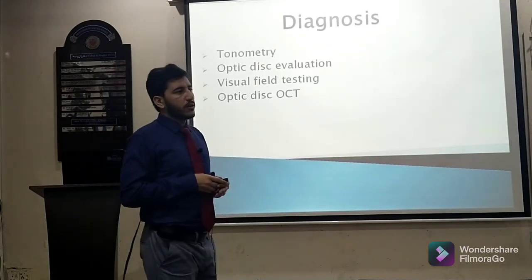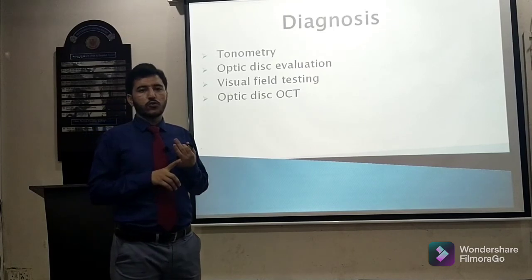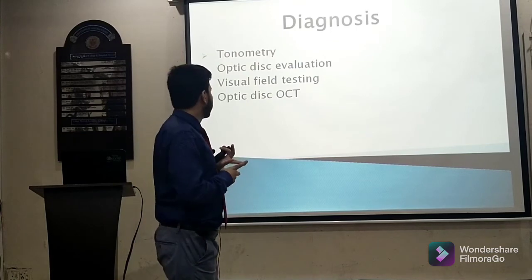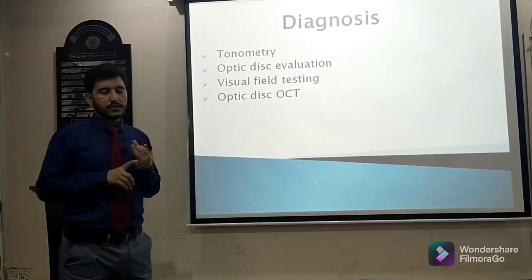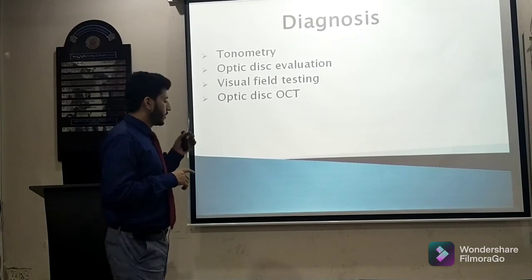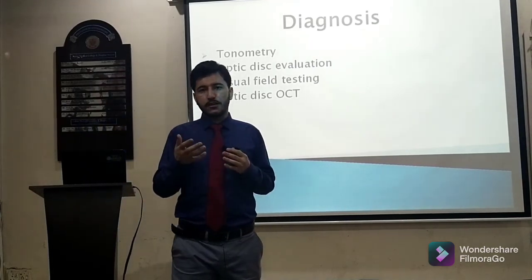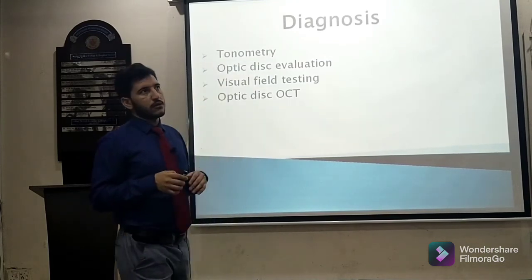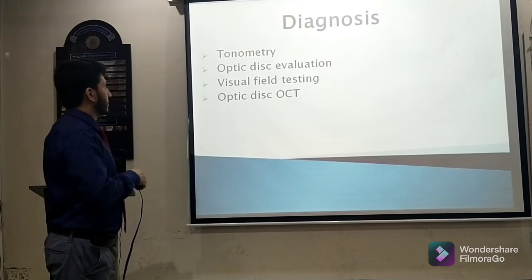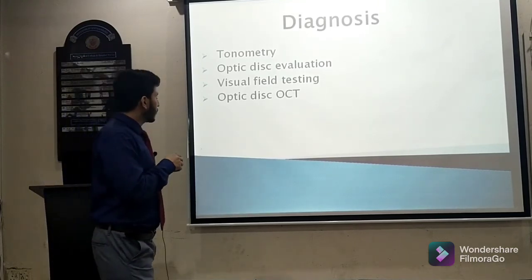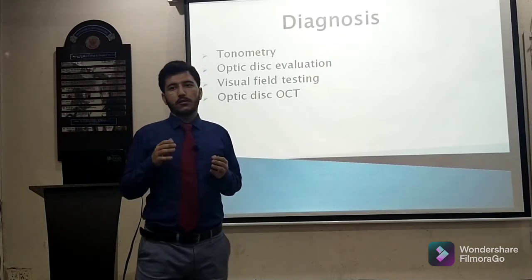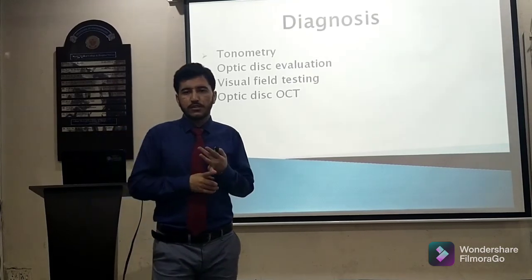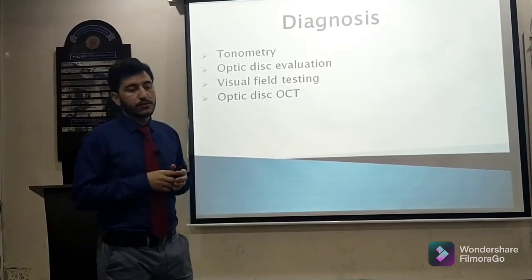When we want to diagnose glaucoma, we will measure the intraocular pressure with tonometry. We will evaluate the optic disc. We will do visual field testing with perimetry, and also OCT of the optic nerve head and the retinal nerve fiber layer. If a person has glaucoma, performing OCT will be helpful for future evaluation and following of the disease.